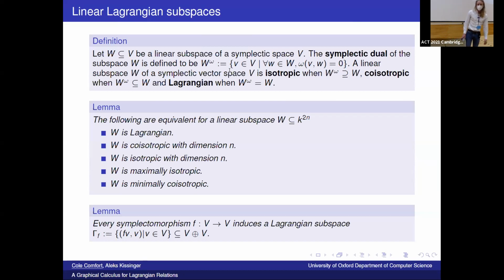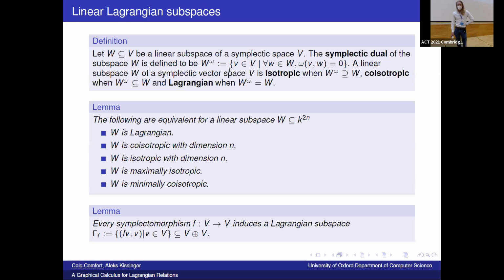There are various ways to think of Lagrangian subspaces, which are all equivalent. The way I like to think about it is that you have a linear subspace spanned by a matrix where all of the rows are orthogonal with respect to the symplectic form, and the subspace has maximal dimension, and the maximal dimension is n because of this kind of Galois connection.